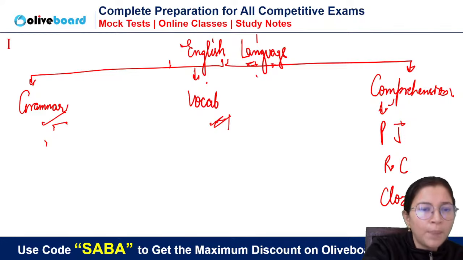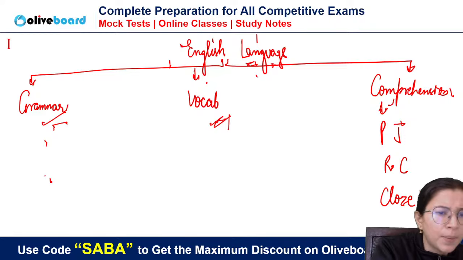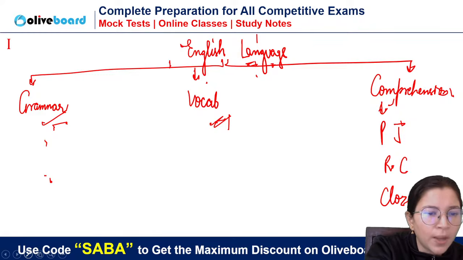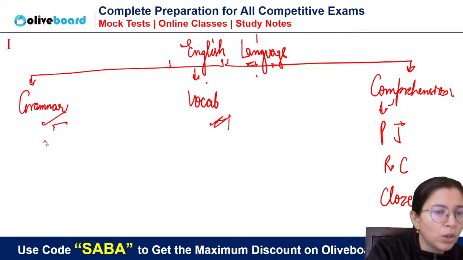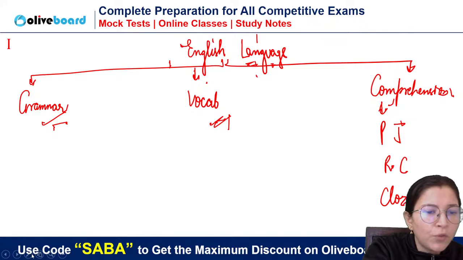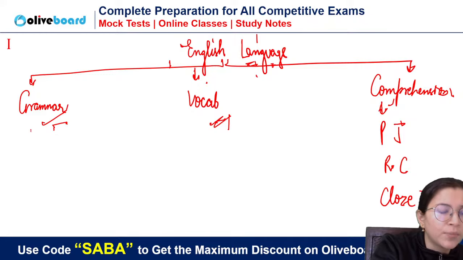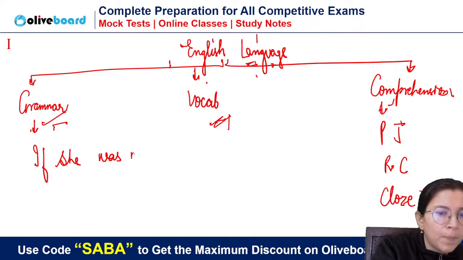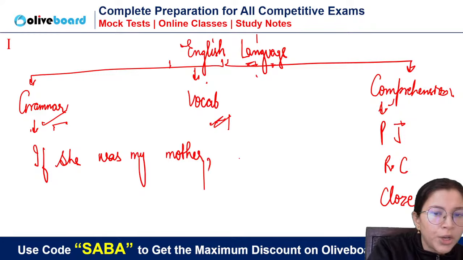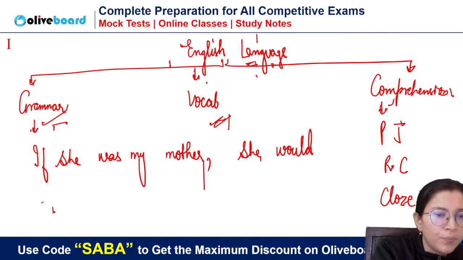For example, if I say one simple example I'm giving you: since childhood, what have you studied? He, she, it, with all these what is used? Was is used, right? You all know this. Now if I give you one example of how an error detection question comes. If I say, if she was my mother, she would love me a lot.